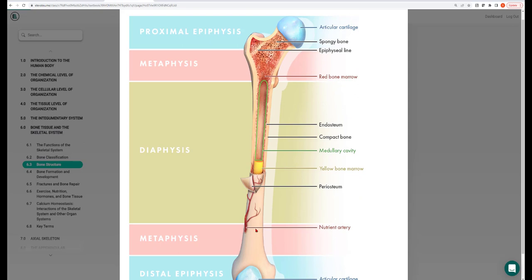Okay. Now, lastly, the regions of the bone. On each end of the bone is the epiphysis, or the epiphyses, plural. Here is the proximal epiphysis. Down here would be the distal epiphysis.